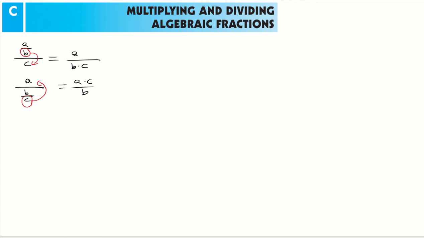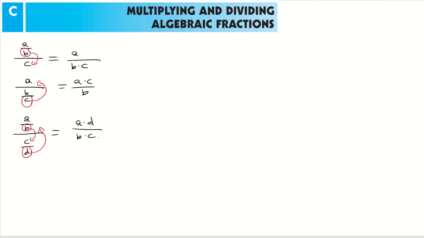Let's say we have a combination of both. So we have a fraction in the numerator and we have a fraction in the denominator. So a over b over c over d. In that case, again, the denominator of the numerator, so the b, will move to the denominator, and the denominator of the denominator, the d, will move to the numerator, and then it becomes a times d over b times c. Yeah?